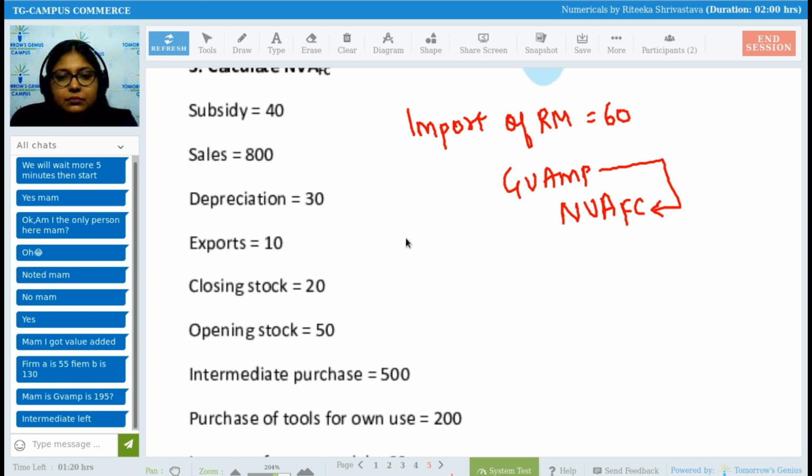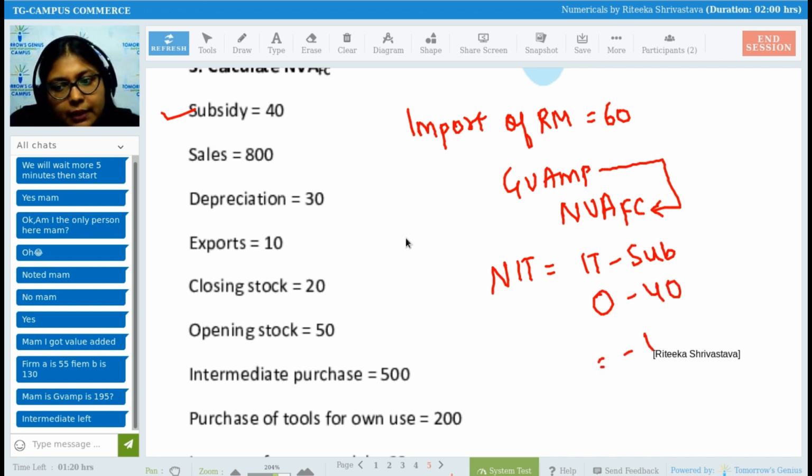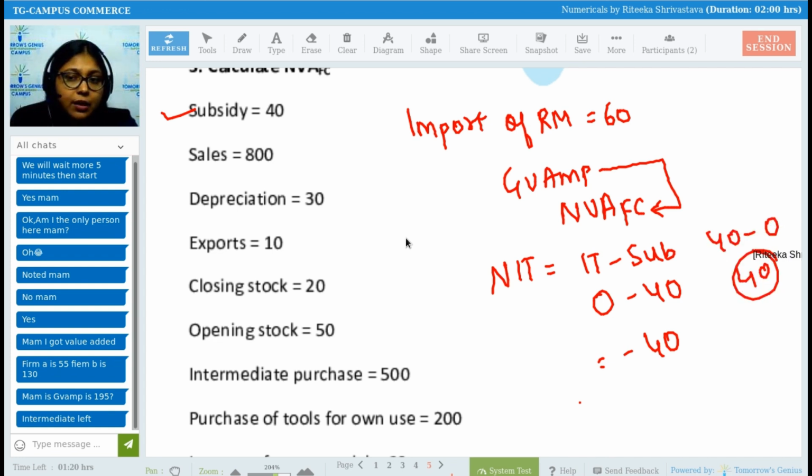For NIT, one minute. NIT's formula is indirect tax minus subsidy. So IT is not given in the question, only subsidy is given. So minus 40. Always make sure to do this, even if IT is not given. What if IT was given and subsidy was not given? So 40 minus 0, then your NIT would have been positive. But when IT is not given and subsidy is given, your NIT will be negative. Okay.